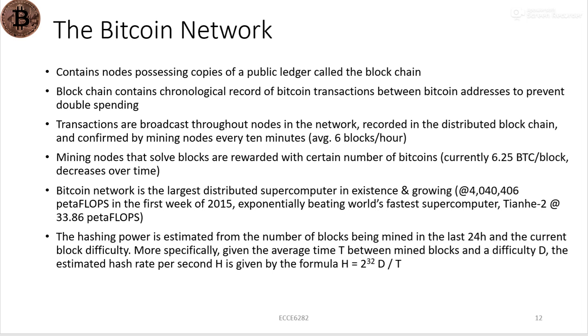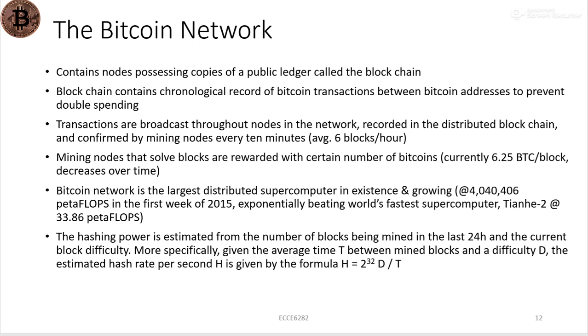Right now, in one day, the total number of blocks being mined is 900 blocks, so 900 Bitcoins are generated. How many blocks are created depends on how many transactions there are in one block. So the hashing power is based on the number of blocks being mined in the last 24 hours and the current block difficulty, because for each block, this complex mathematical problem has a certain difficulty to solve. So the hashing power depends on the current difficulty of the block and the number of blocks mined in the last 24 hours.